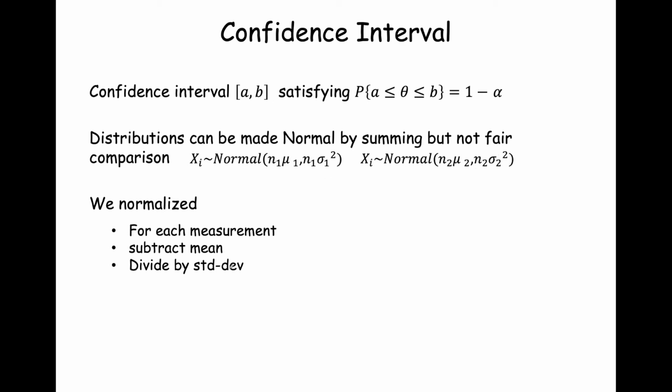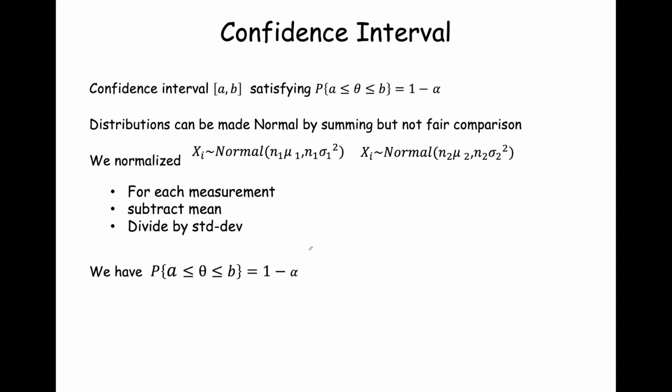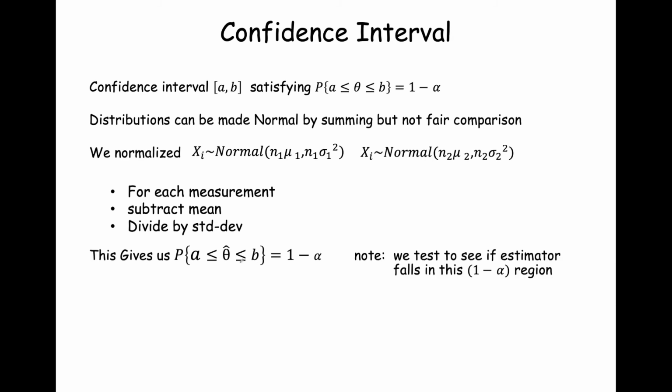We subtract the mean, and we divide by the standard deviation. So now they're both standard normals. So we have, for the standard normal, the probability that governs the 1 minus alpha times 100% confidence interval. Okay, so we note that we want to see if an estimator falls within this region.